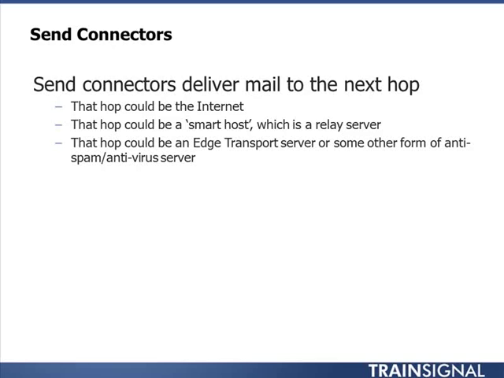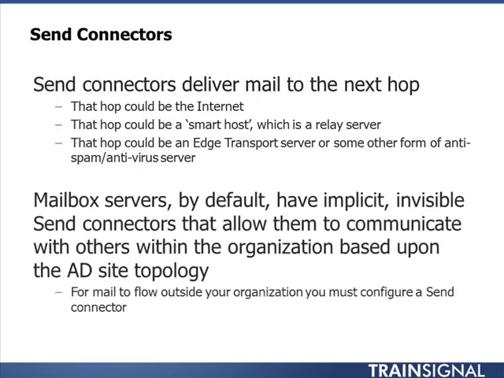When email needs to go out to the internet, outgoing email, it will use DNS servers, it will check for MX records, and it will send mail directly to those other email servers. However, it's interesting to note that without send connectors, we're still able to send email to individuals within the organization. How is that possible? Well, mailbox servers by default have implicit invisible send connectors, and these allow the mailbox servers to communicate with others within the organization based upon the Active Directory site topology. So again, if we want mail to flow outside of our organization, we have to configure a send connector.